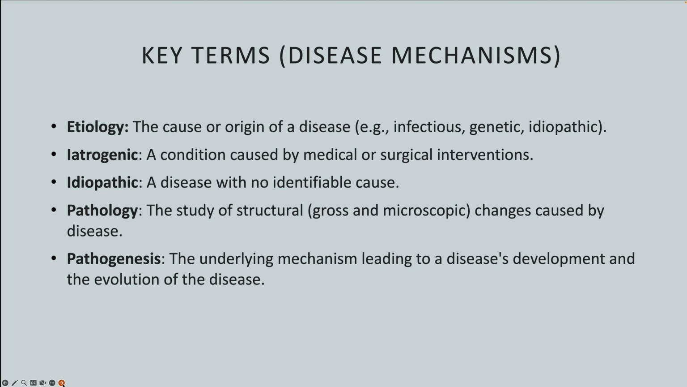Etiology, which simply is the study of the cause or origin of a disease. There are different causes of disease. We're going to be talking more about this in the future. And we study every sign, every symptom, every syndrome. Some of them are infectious, some of them are inflammatory, genetic, degenerative, or sometimes idiopathic when there is no identifiable cause. And there are some conditions that occur as a result of medical treatment or surgical interventions. We call that iatrogenic.